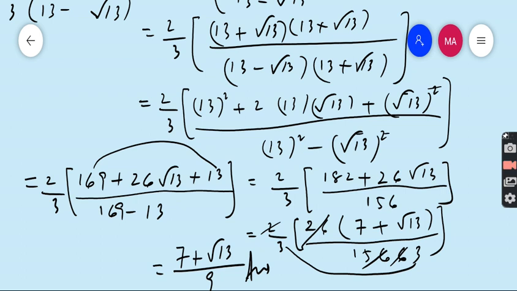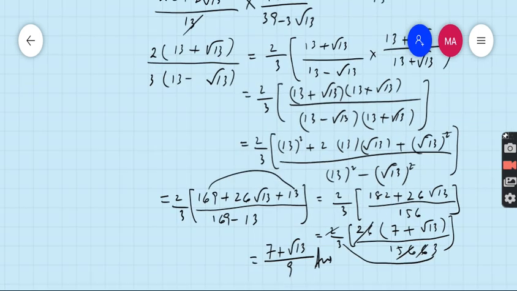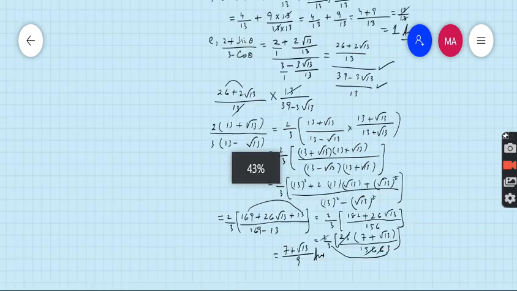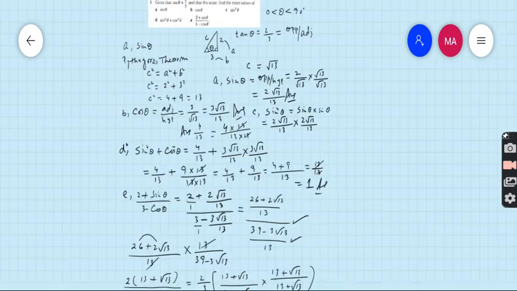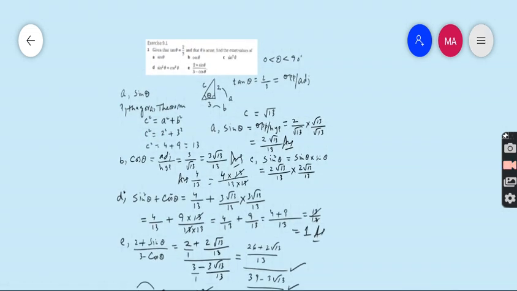It's too lengthy but too easy, and you can find this answer directly from your scientific calculator. Why did I do it this way? First of all, I enjoy a lot for these kinds of questions, and second, some teachers require all the steps in order to train your brain. Okay students, so this is the last part, question number 1E, and this is our whole question number 1. We did all parts. Now let's start question number 2.